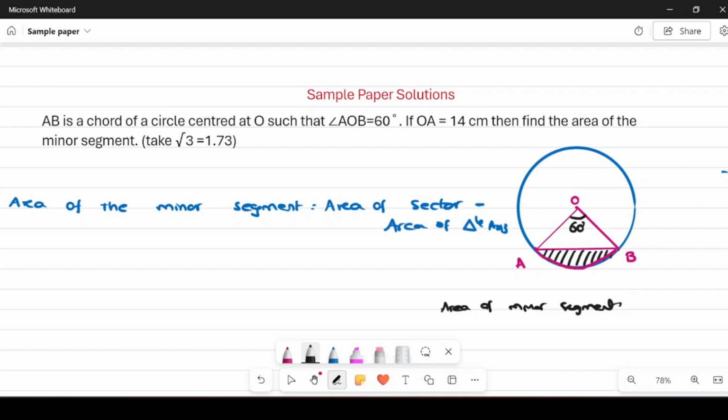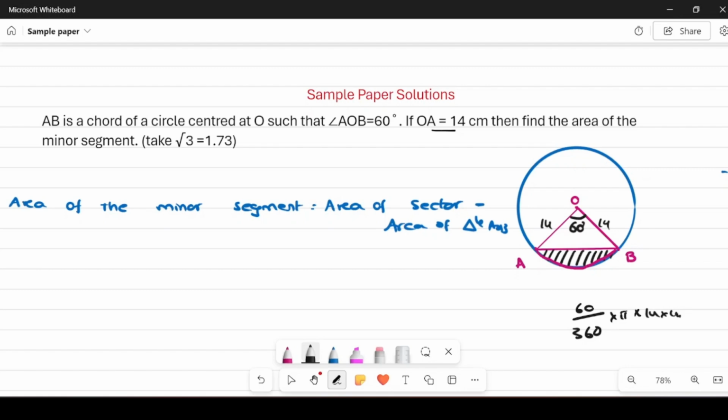And in the previous question also we discussed that the area of a sector is theta by 360 into pi r square. We have theta as 60, so 60 by 360 into pi into r square. We have OA as 14 centimeters. That means this is 14, and OB is also 14, which is the radius. So 14 into 14.